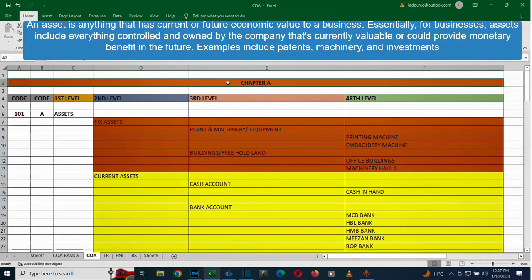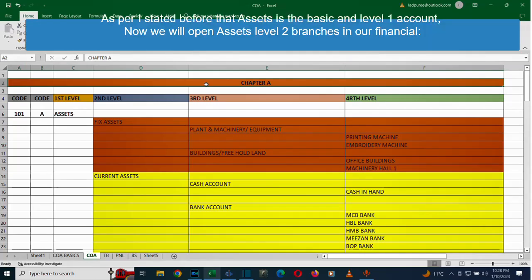An asset is anything that has future economic value to a business. Essentially, a business's assets include everything controlled and owned by a company that is currently valuable or could provide monetary benefit in the future. As I stated before, assets is the basic level 1 account. Now we will open assets level 2 branches in our financials.